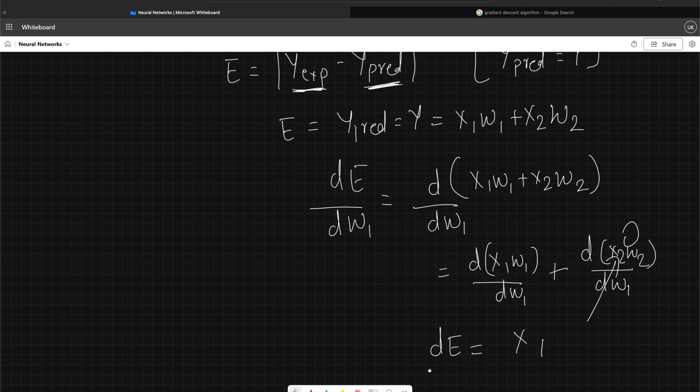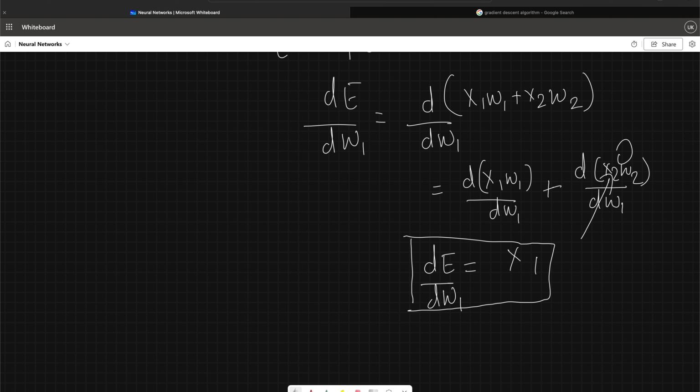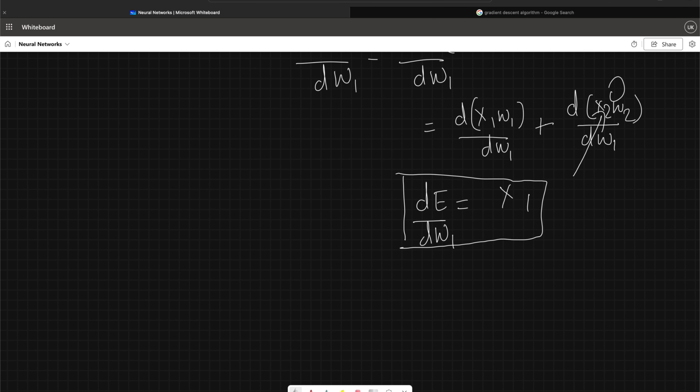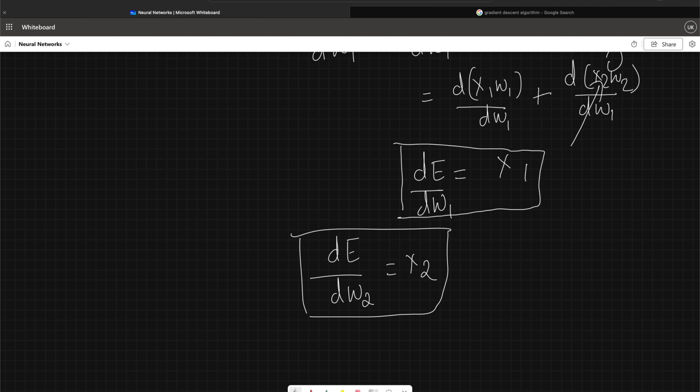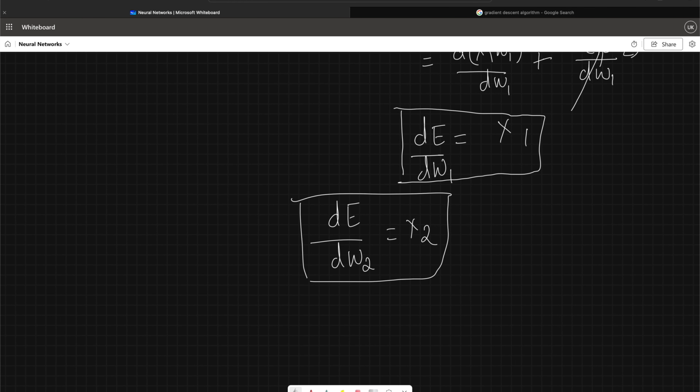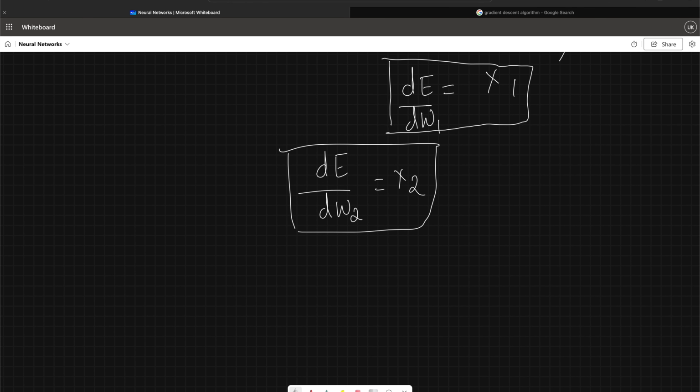So dE, or the change of error, how does the error change depending on w1's change, is entirely dependent on your x1. So at a magnitude of x1, not the actual value itself. Then similarly, if you do the calculations, the dE by dW2 will turn out to be x2, because the other term becomes 0 and the only remaining term just becomes x2. But what does this mean to us? How do we understand this?